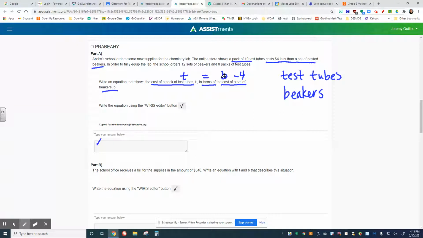So our equation that we should come up with right here, I'm giving this one to you because this is necessary for the rest of these to be successful. So the cost of the test tubes is equal to the beakers minus $4, so $4 less than the other.